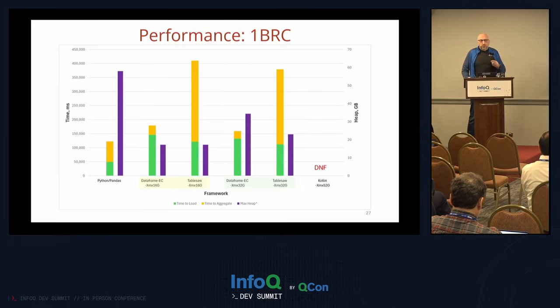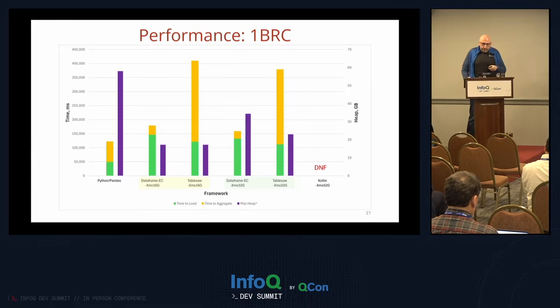But then an interesting thing happens when it comes to aggregation. Tablesaw does worse than DataFrame-EC by kind of an order of magnitude. And I'm not exactly sure why. I haven't debugged it. But it does rely, for its aggregation implementation, on Apache Commons libraries. And Apache Commons weren't designed with a lot of attention paid to efficiency and performance and speed. So that could be hurting them.